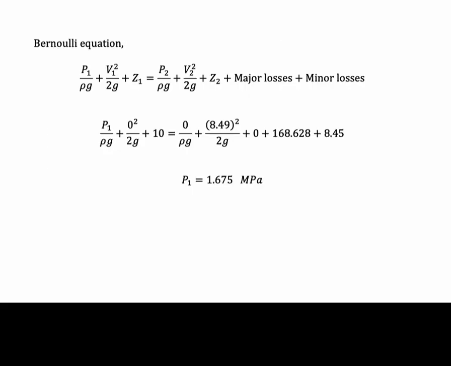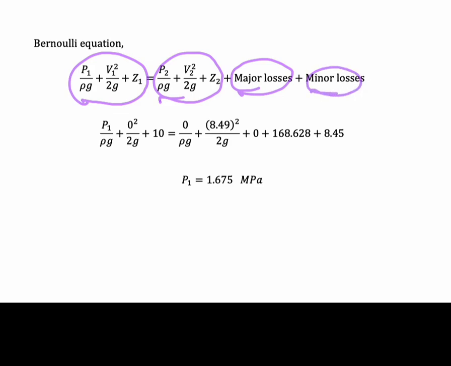And then we write our Bernoulli equation. So this is the equation for inlet, and this is the equation for outlet. We have major loss and we have a minor loss here. So we substitute all the values, and we could find that the P1 is equal to 1.675 megapascal.